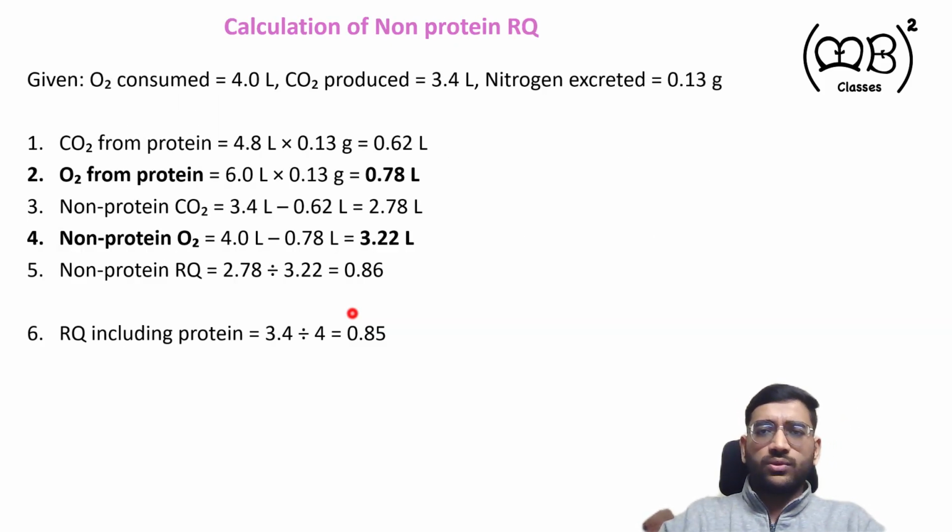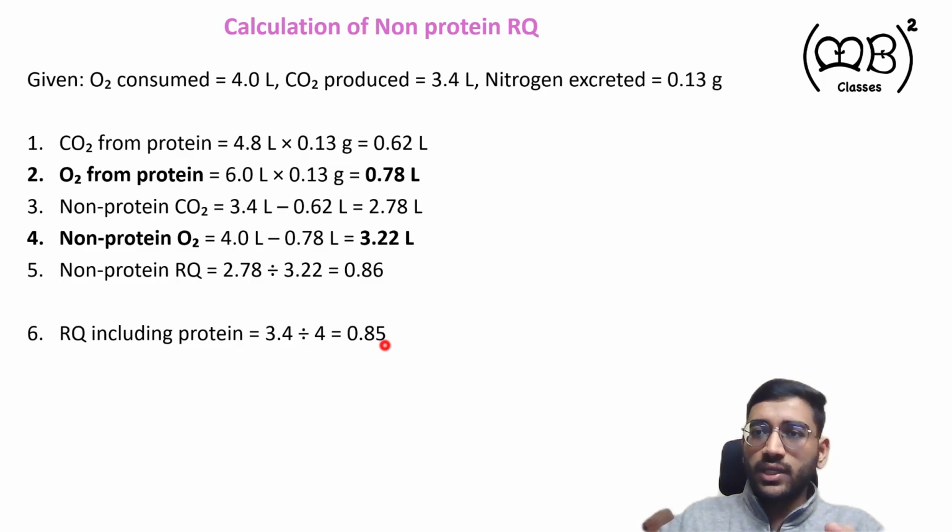Let's see this through an example. It would be much more clear now. If oxygen is consumed at 4 liters, carbon dioxide is produced at 3.4 liters, and 0.13 gram of nitrogen is excreted in urine after a meal, and I directly calculate the RQ including the protein component, ignoring this excreted nitrogen, which is excreted because protein was there in the diet, then RQ is carbon dioxide upon oxygen. So 3.4 divided by 4 gives me an RQ of 0.85. But this is not that accurate.